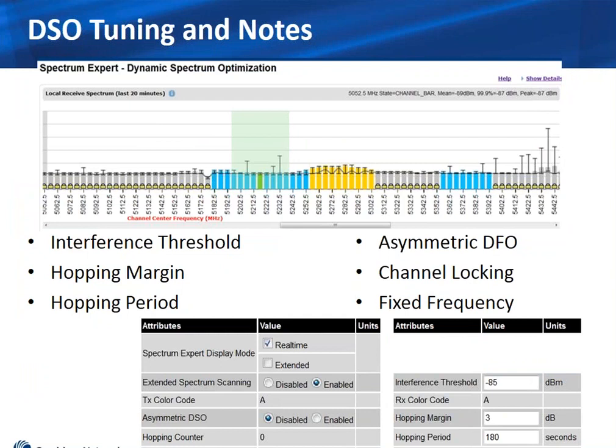And then also asymmetric DSO. Asymmetric DSO allows the radios at both ends of the link to optimize either end. So let's say at Ray's end, channel 1 is perfect, but at my end, channel 9 is the best channel. If we've set up asymmetric DSO to be enabled, that allows me to transmit to Ray on channel 1, he can transmit to me on channel 9, so we can actually split frequency. And that allows us to tune around local noise.